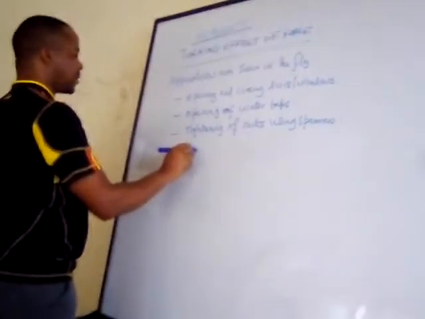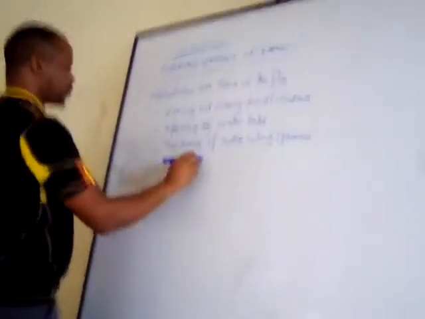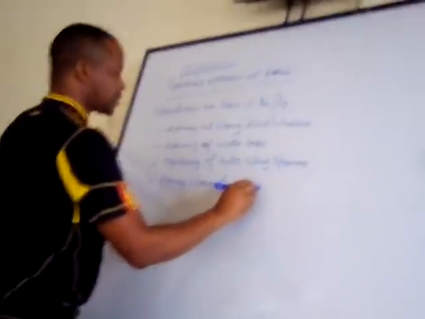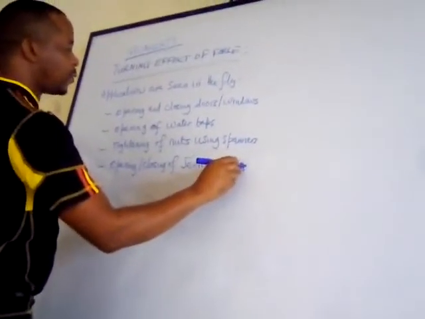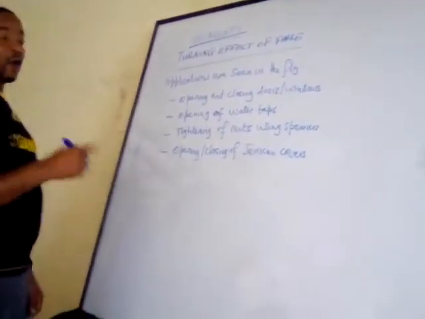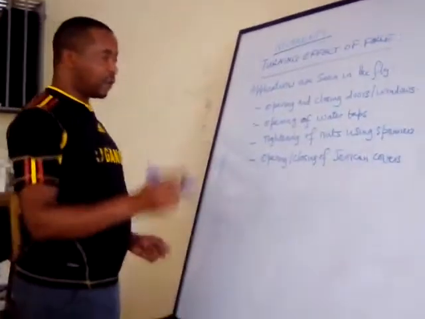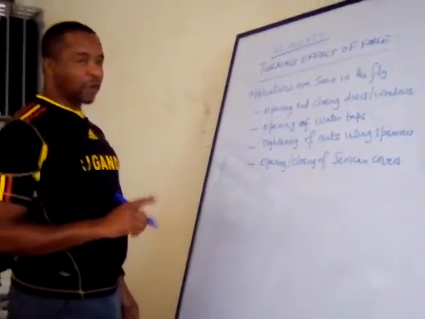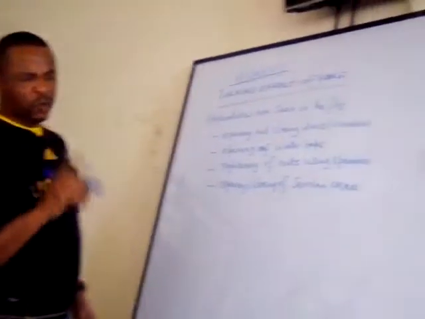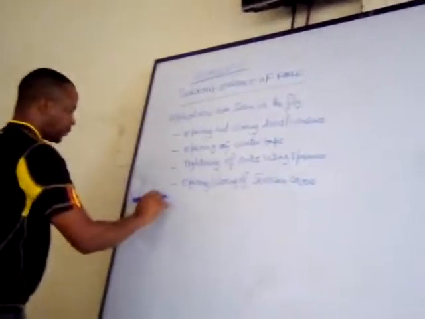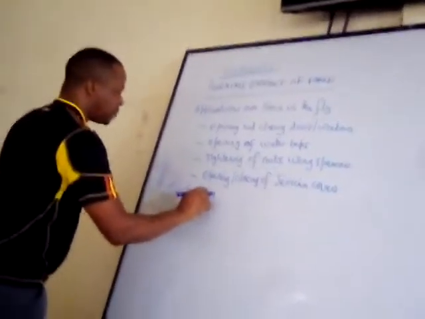We can talk about the opening, and where I talk about opening, you can always talk closing, of jerry can covers. Jerry can covers are all applications of the turning effect of force. We can talk about the steering of the car, but that would appropriately come when we talk about couples. Now, what we need to talk about here that is again very prominent is what we call moment of a force. They can ask you to define moment of a force.